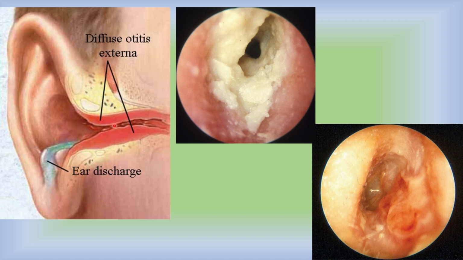So diffuse, as I already mentioned, all the meatal external canal skin will be involved. There will be mucopurulent discharge, and this is the soreness of the external canal skin with swelling and edema. This is a tympanic membrane which is normal in this case and intact. In this one, the TM is not visible.